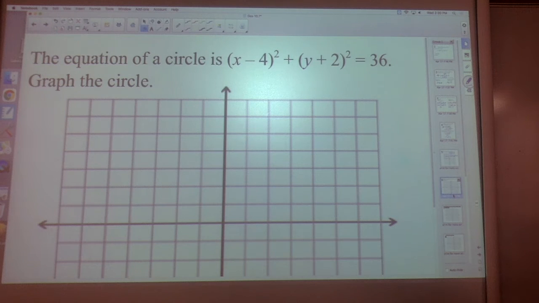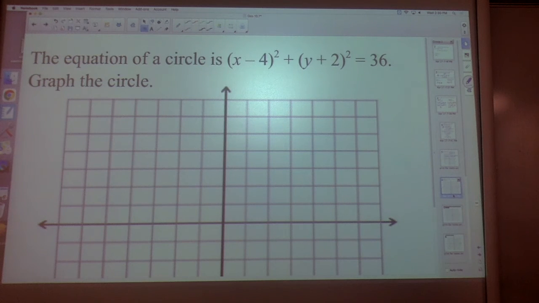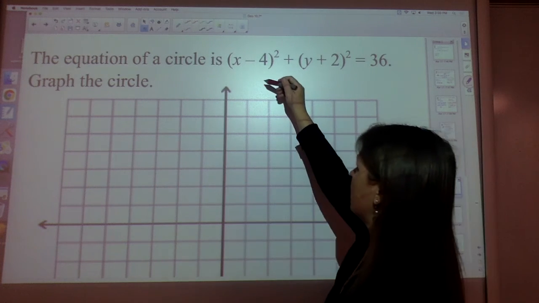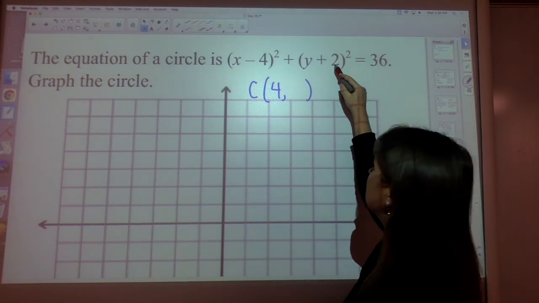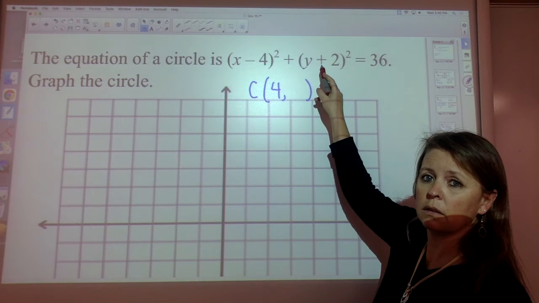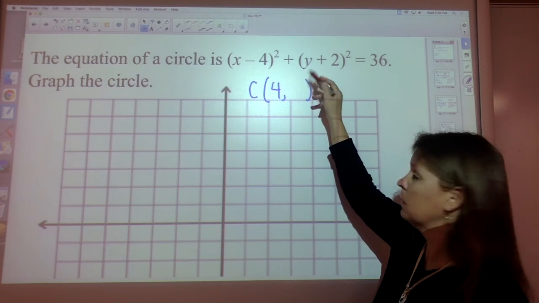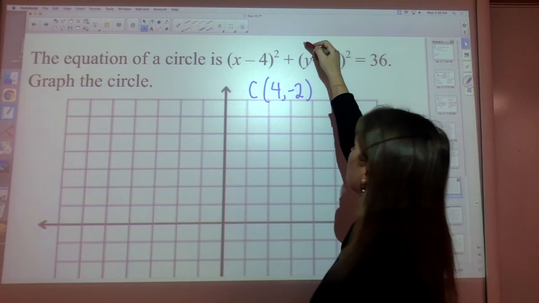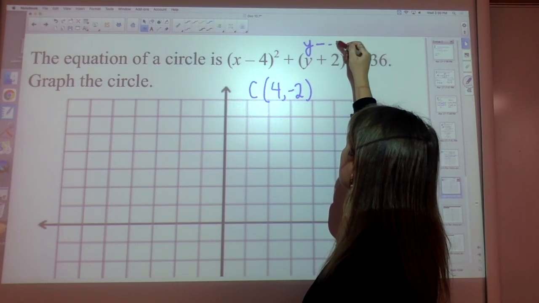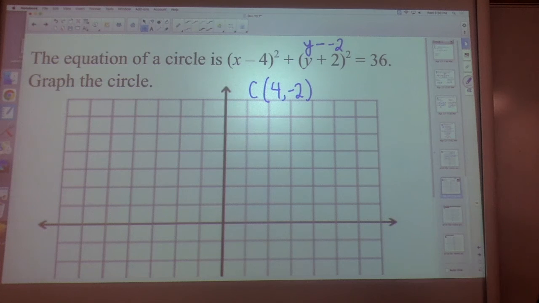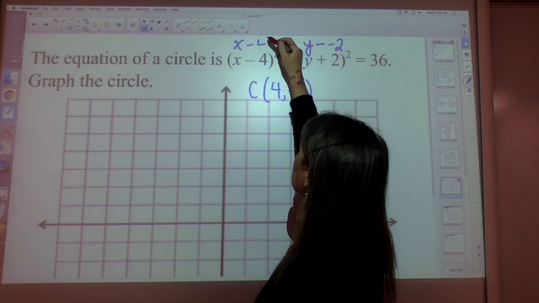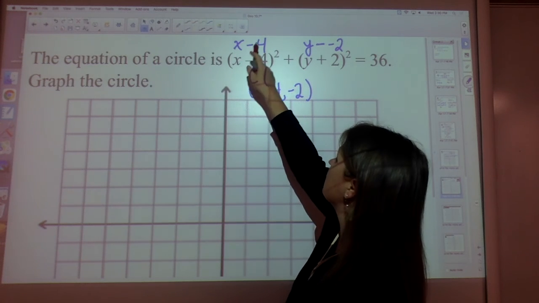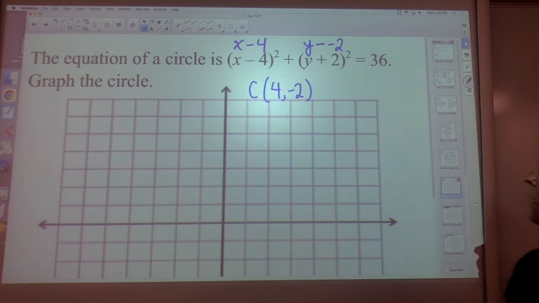This time, here's the equation. Let's graph it. X minus 4 squared plus y plus 2. You've got to find the center of the circle. Center of the circle is at h and k. I hope you've been paying attention. K is not 2. K is -2, because it's y minus k. Y minus -2. This one is -4 because it's x minus h. So h is actually 4.